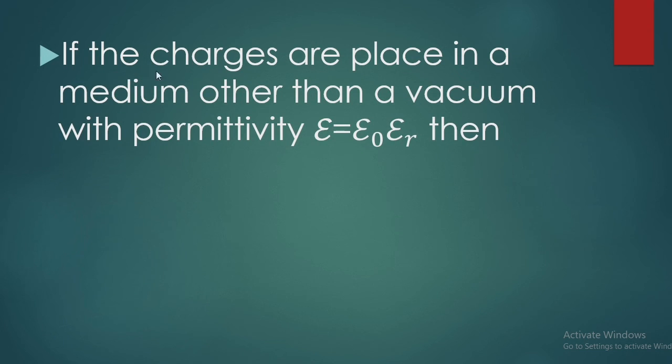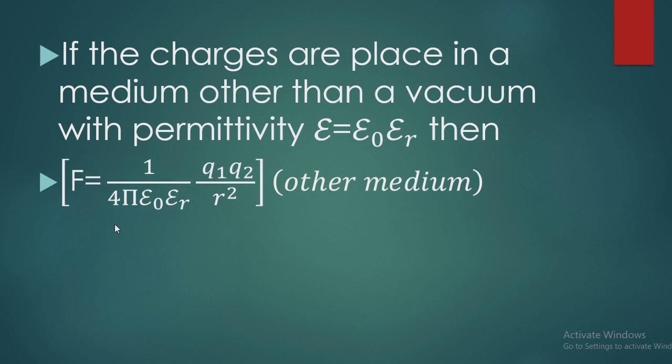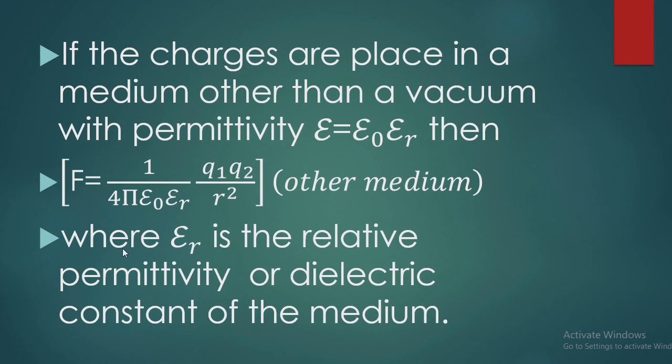So if the charges are placed in a medium other than a vacuum with permittivity epsilon equal to epsilon naught times epsilon r, then the formula will become F equals 1 over 4 pi epsilon naught epsilon r Q1 Q2 over r square in other medium, where epsilon r is the relative permittivity or dielectric constant of the medium.